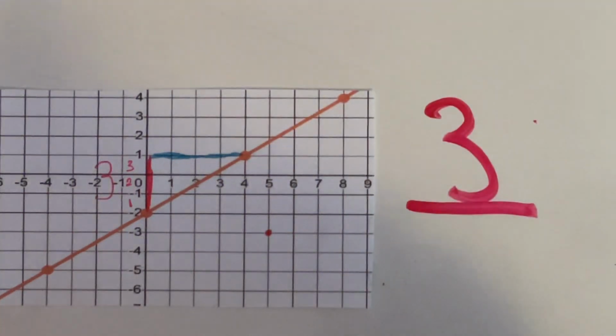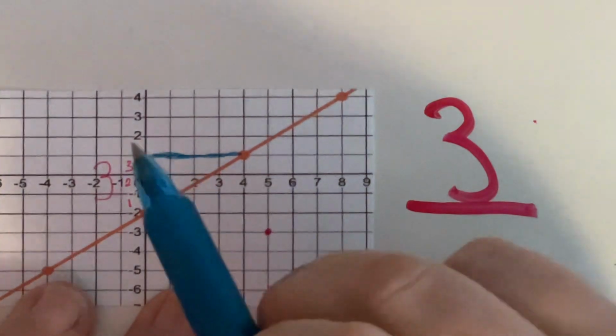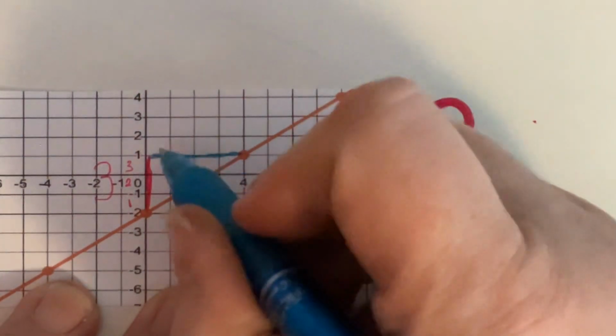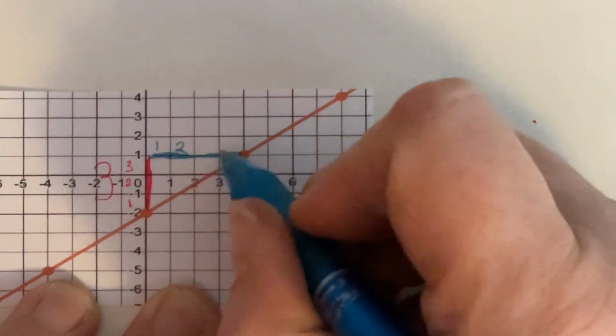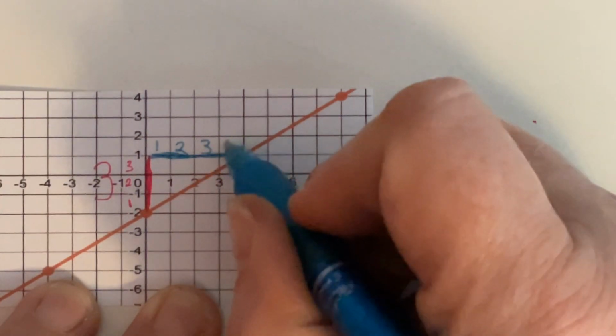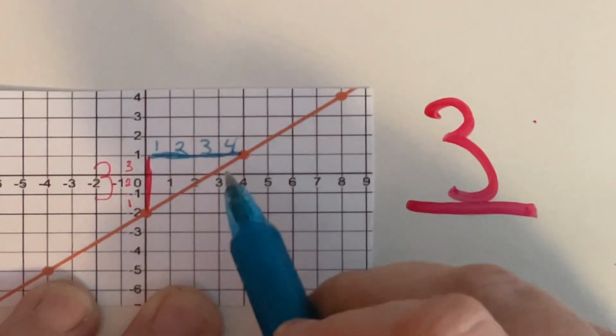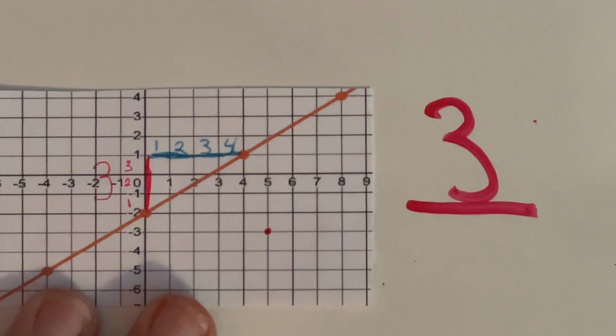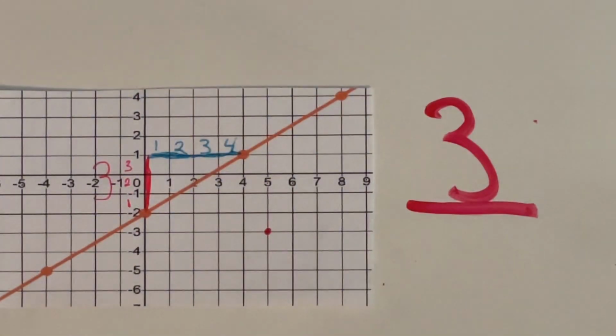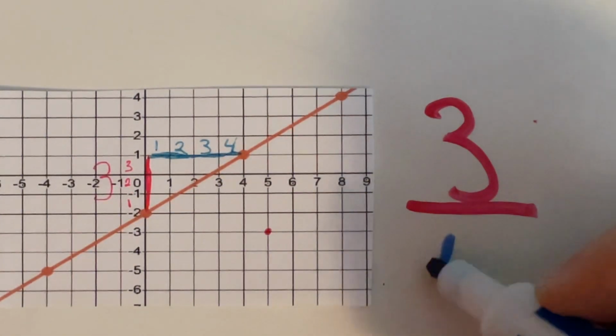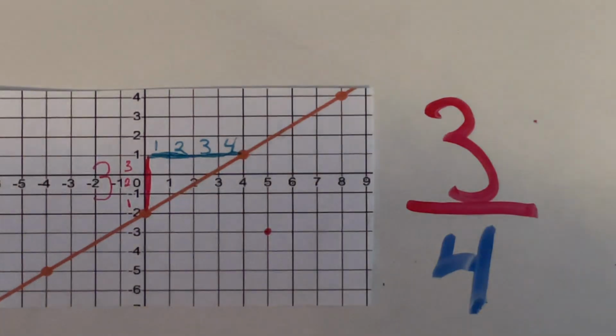3 over something. I don't know that something yet. Now I'm going to count these boxes. 1, 2, 3, 4. There are 4 boxes here. So that means that my run, my bottom number, is going to be 4, sorry, 3 over 4. Okay?